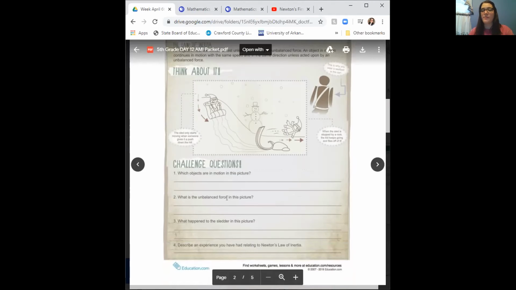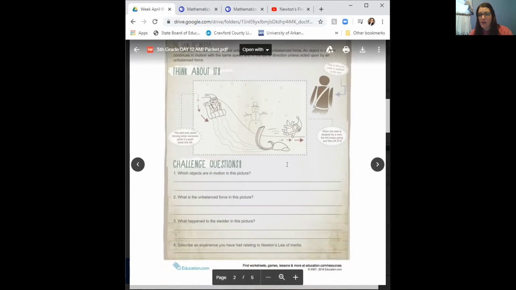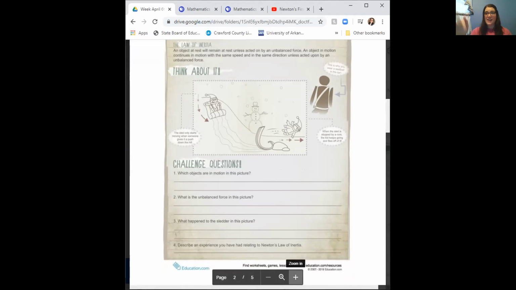What is moving in this picture? What is the unbalanced force in the picture? So what is the force that made the sled start moving? And what force, down here at the bottom, made the sled stop moving? So you have the force that started it and the unbalanced force that stopped it.